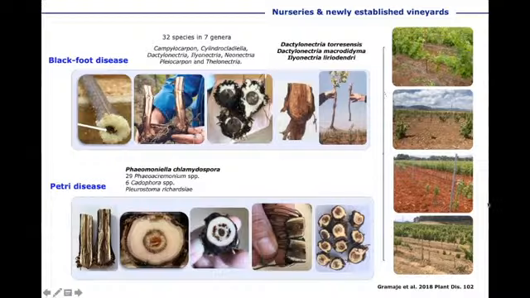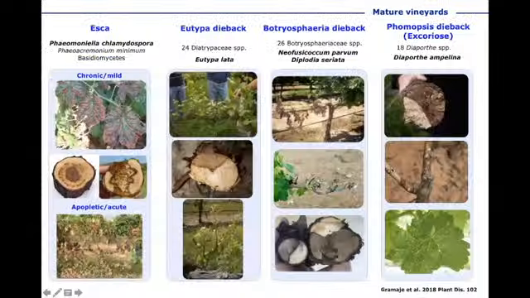Foliar symptoms associated with both diseases include overall stunting, delayed bud break, shortened internodes, chlorotic foliage with necrotic margins, and wilting of leaves or the entire shoots. However, these symptoms not only overlap, but they resemble symptomatology associated with abiotic disorders such as winter damage, spring frost, water stress, and/or nutrient deficiency.